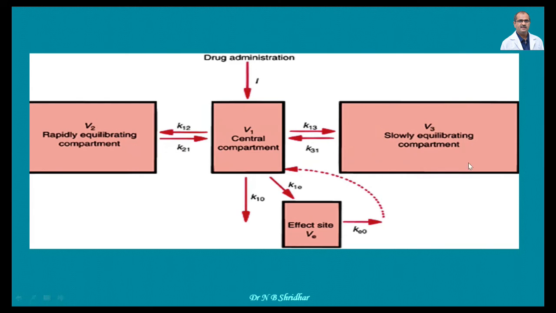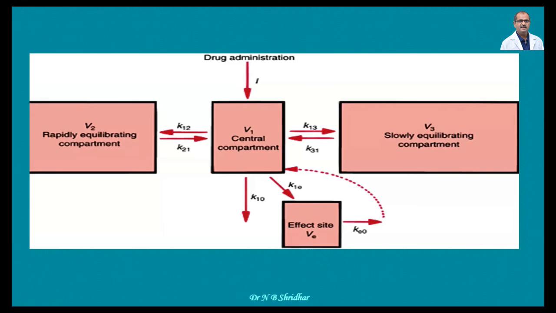So K10 means it's the effector site. Suppose there are effector organs like the kidney, or the drug is going to act on the heart. It is known as the effector site. There are also some drugs that need to be penetrated. So that effective site is known as the V0 or K10. That's very important to see that at this particular place where the drug needs to reach, the concentration of the drug needs to be optimum.